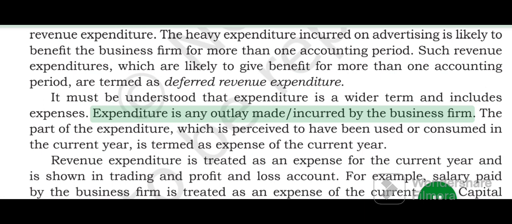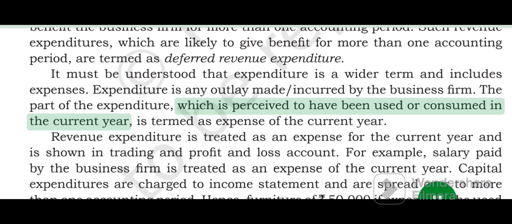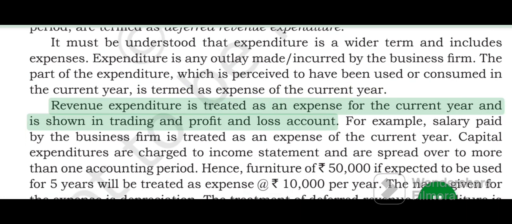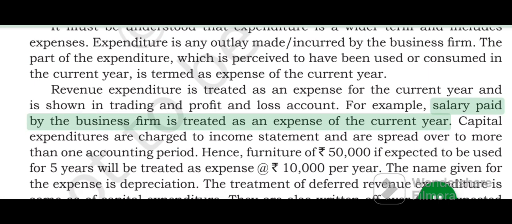Expenditure is any outlay made, incurred by the business firm. The part of the expenditure, which is perceived to have been used or consumed in the current year, is termed as expense of the current year. Revenue expenditure is treated as an expense for the current year and is shown in trading and profit and loss account. For example, salary paid by the business firm is treated as an expense of the current year.